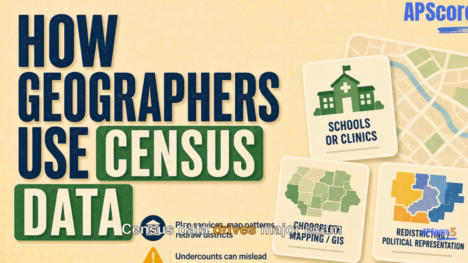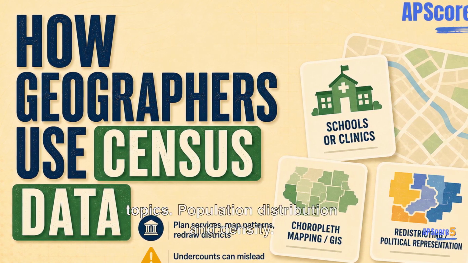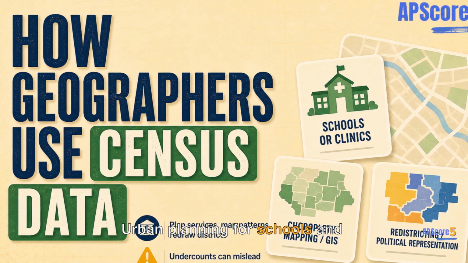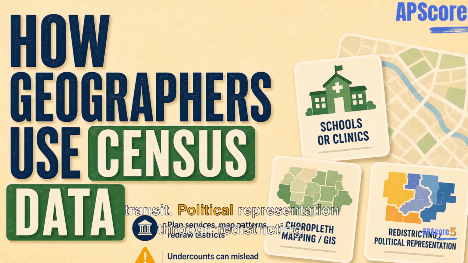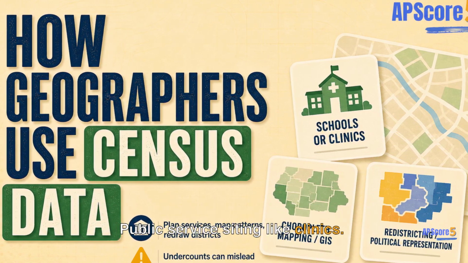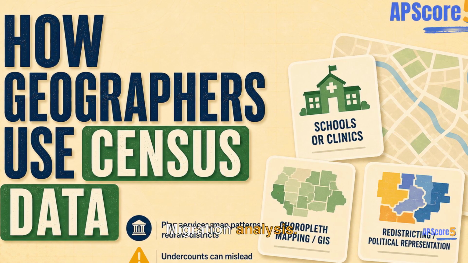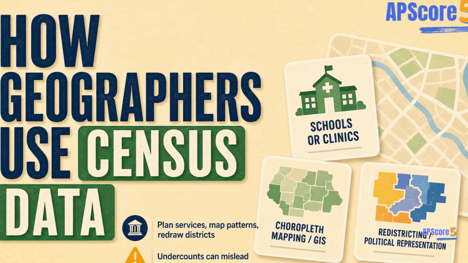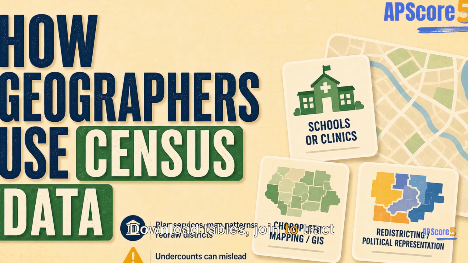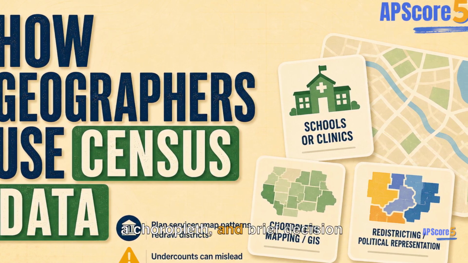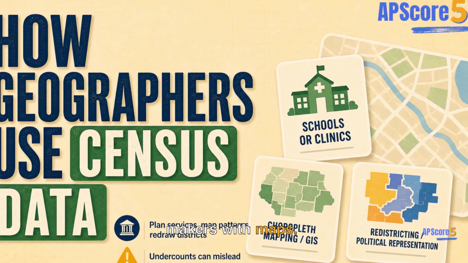Census data drives major exam topics: population distribution and density, urban planning for schools and transit, political representation through redistricting, public service siting like clinics, migration analysis, inequality studies. The workflow: download tables, join to tract boundaries in GIS, symbolize on a choropleth, and brief decision makers with maps.